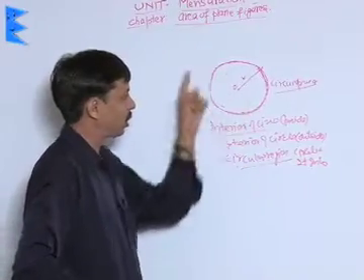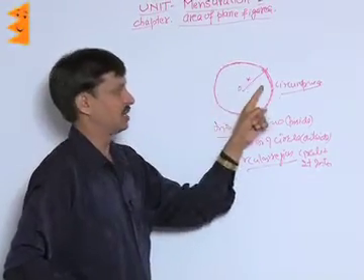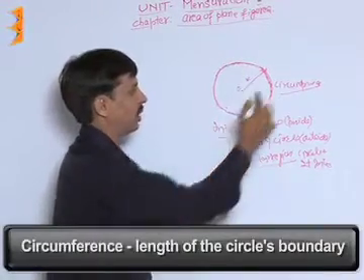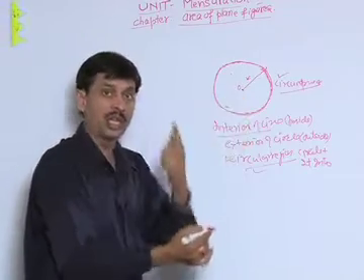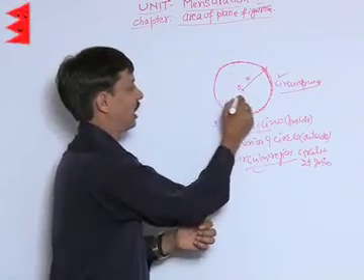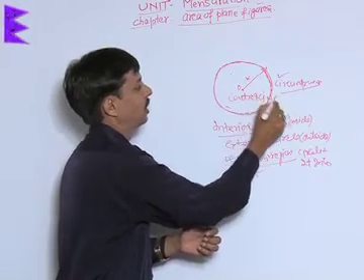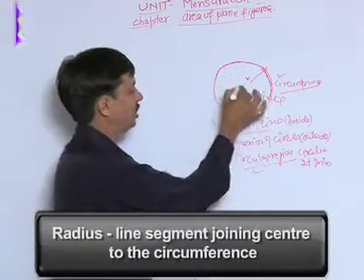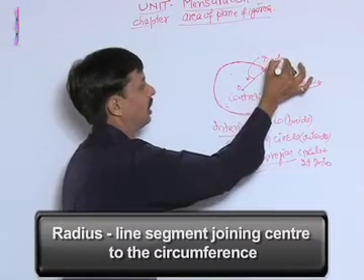Whatever figure is drawn by pencil is the boundary. The length of the boundary is known as the circumference. The fixed point taken initially is known as the center. This point is known as the center of the circle. The line segment joining the center to the circumference is known as the radius.